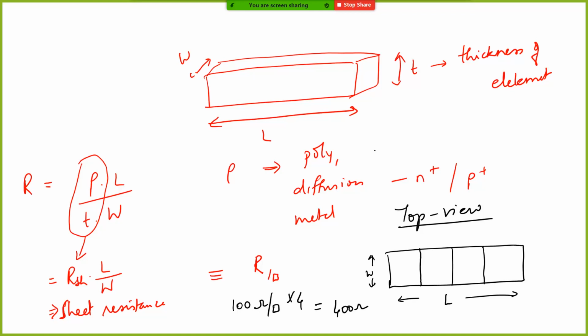And the other thing that we are interested in, in a resistor, is not only the sheet resistance. Of course, we are interested in sheet resistance.